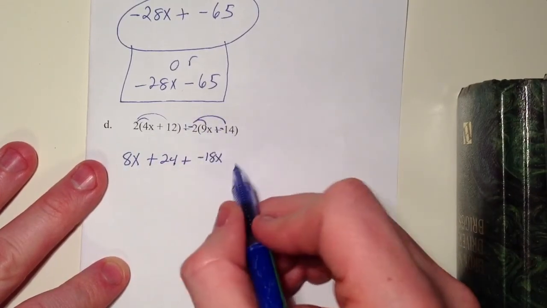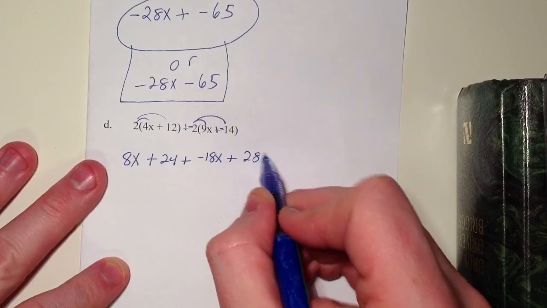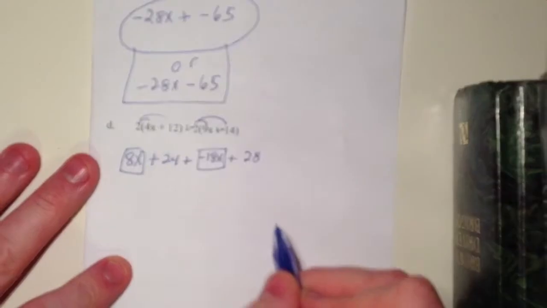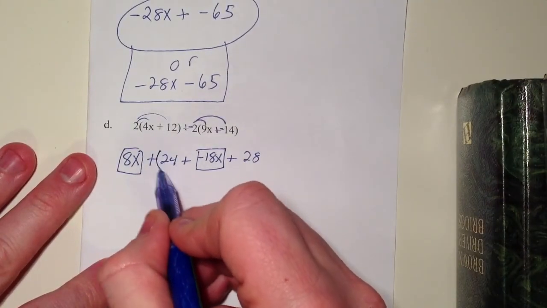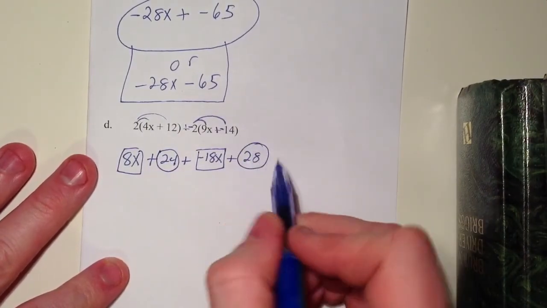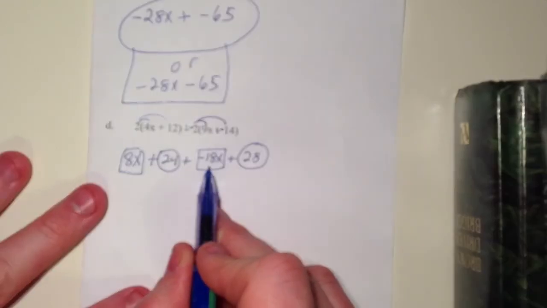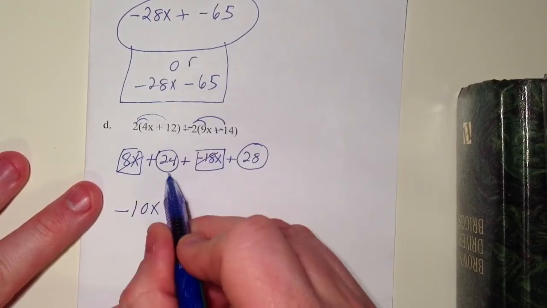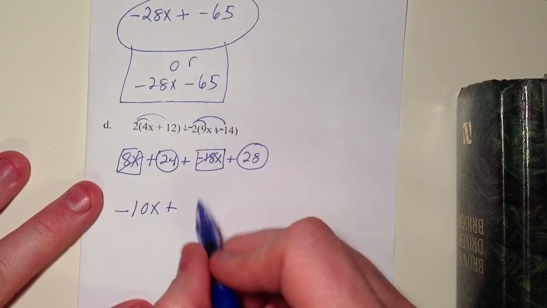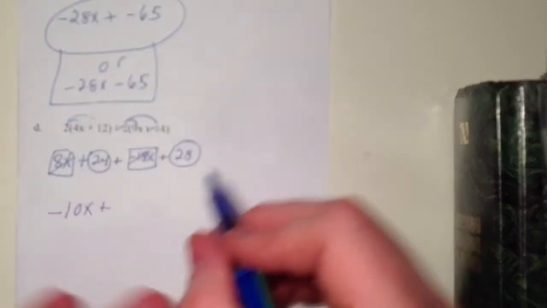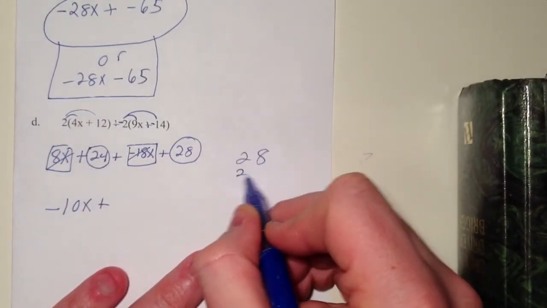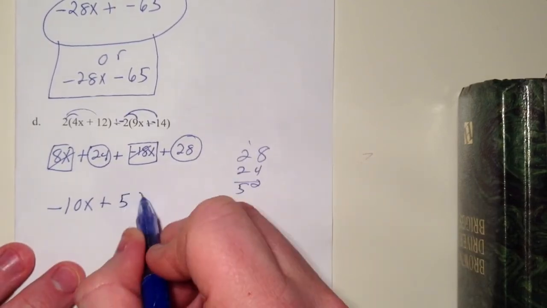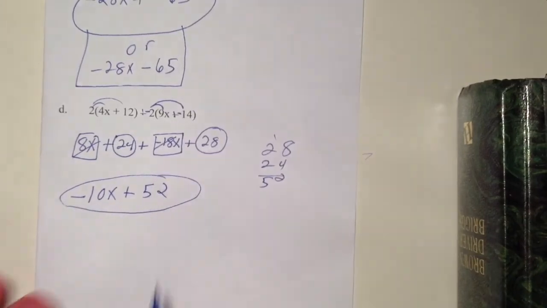Negative 2 and a negative 14 is a positive 28. So I have 8x, negative 18x. I have a 24 and a 28. So 8x and negative 18x is going to be a negative 10x. 24 and 28 is going to be a positive... I hate math in my head. So I'm going to come over here and add them up. 8 plus 4 is 12, 4, 5. So plus 52. And that's what you should get.